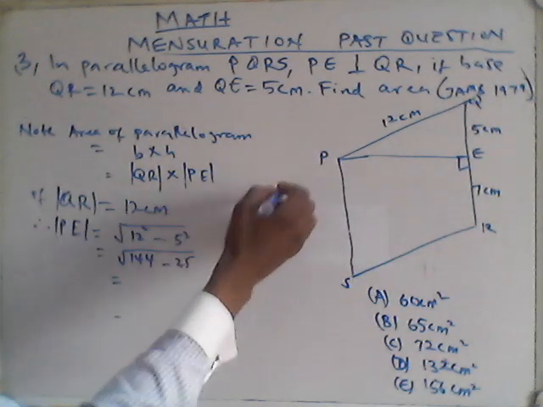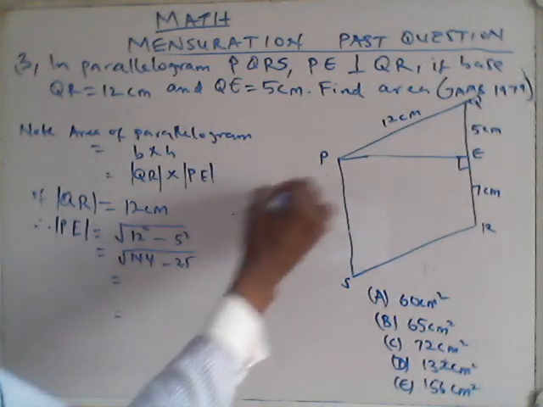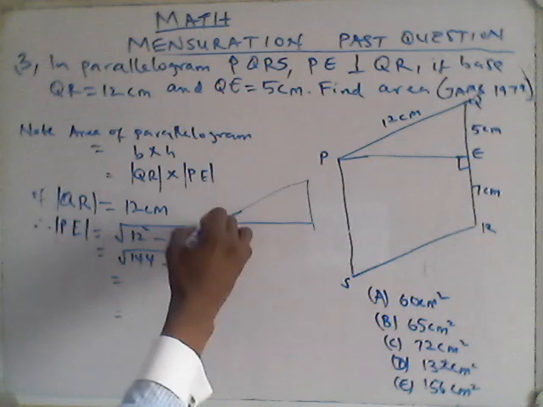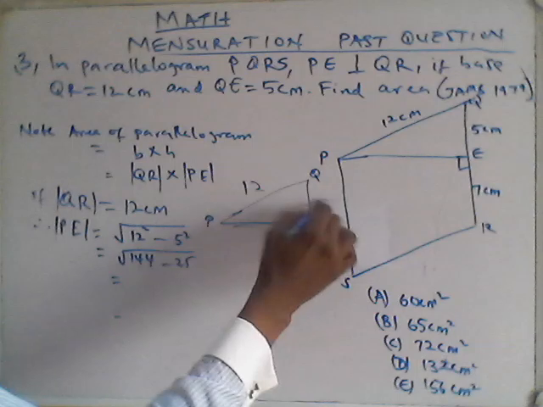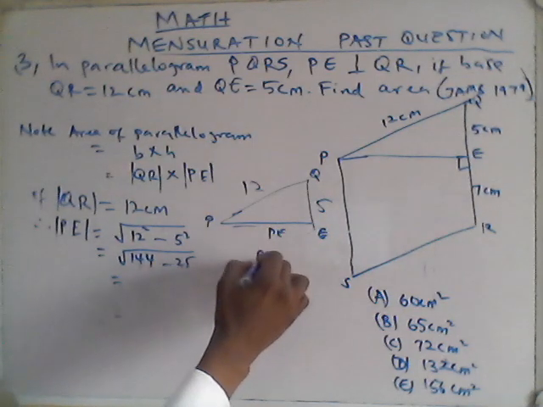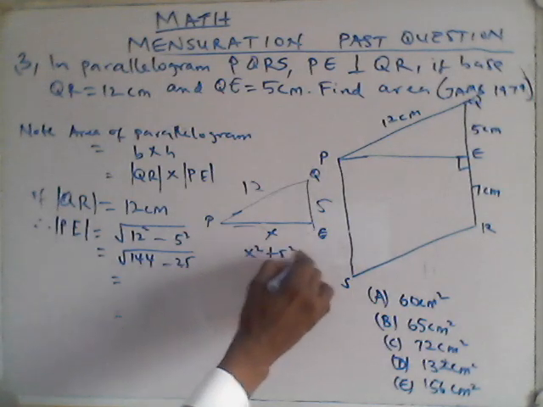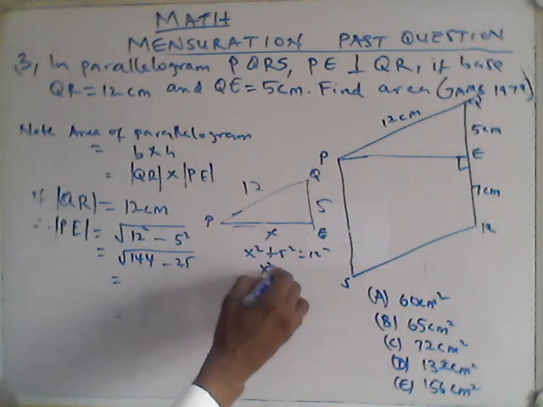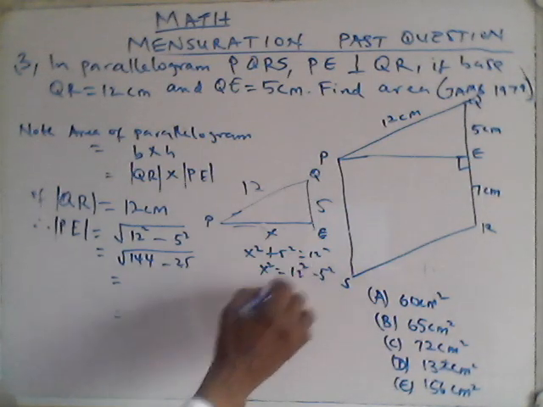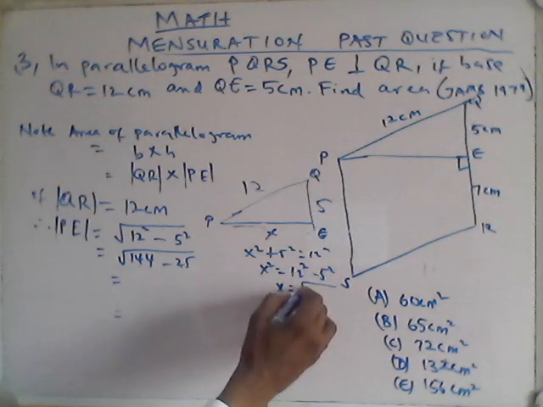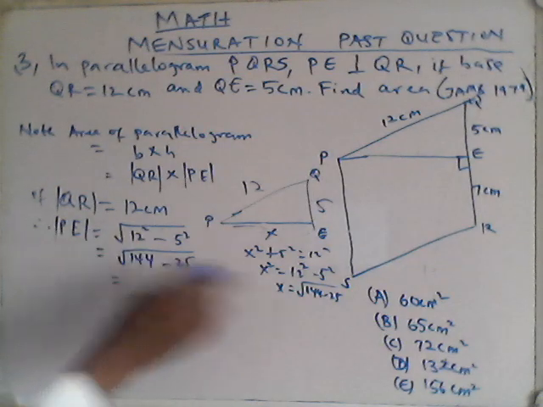Understand? And if I do the triangle PQE, let me bring it out. This is PQE. I'm looking for PE, right? If this is 12 and this is 5, what is PE? Let me use PE as x. So x squared plus 5 squared is equal to 12 squared, and x squared is equal to 12 squared minus 5 squared, right? So x is equal to the root of 144 minus 25. That's why I'm having it here, because I was putting plus here, but it's supposed to be minus.